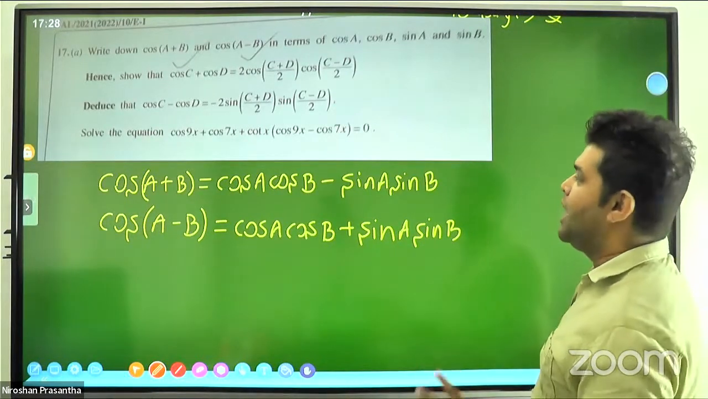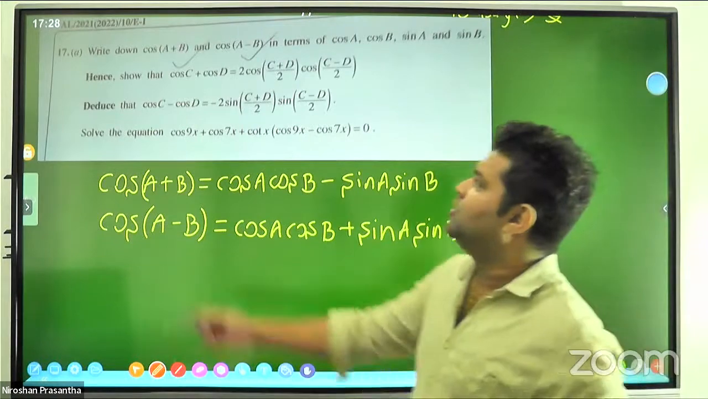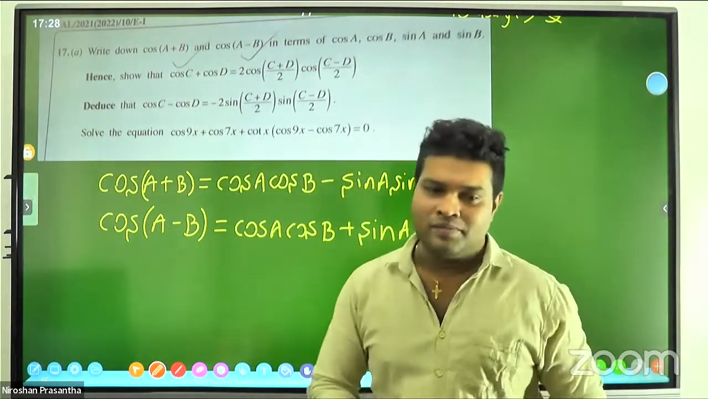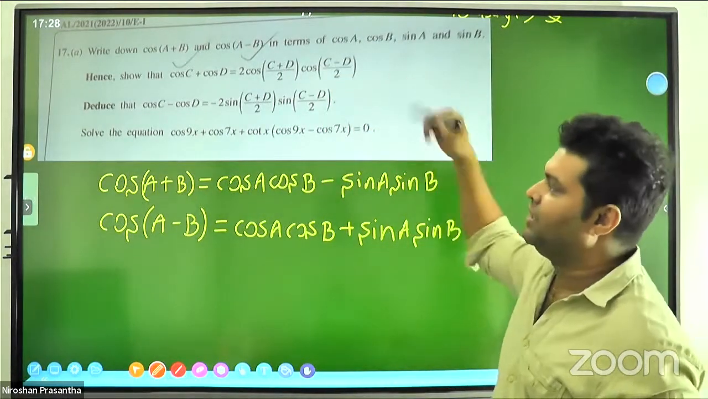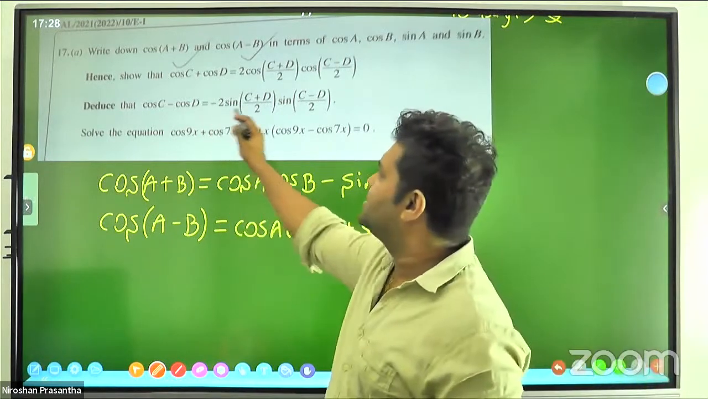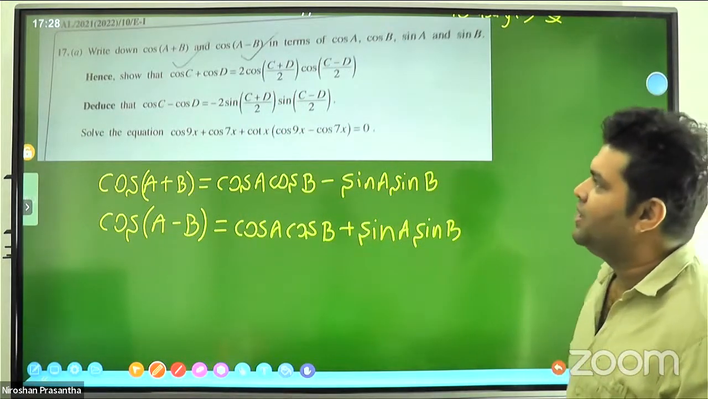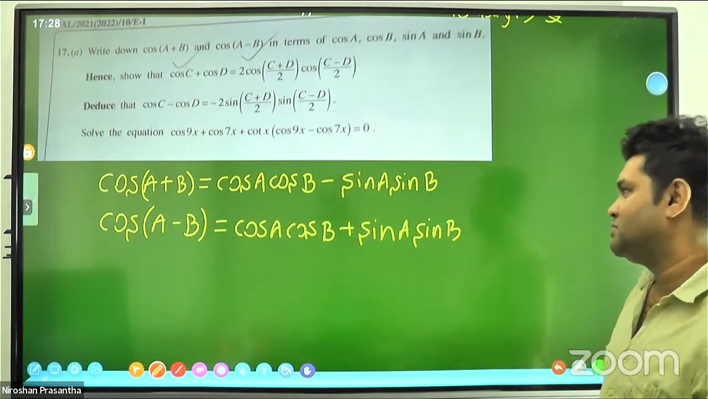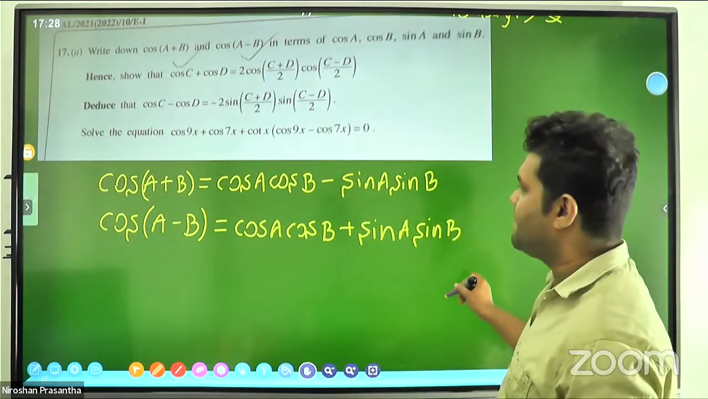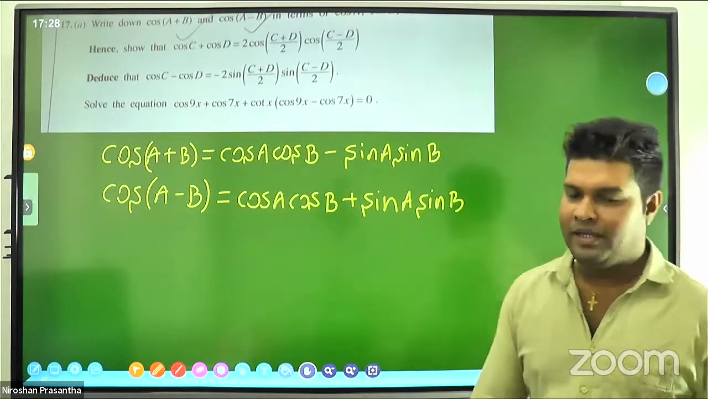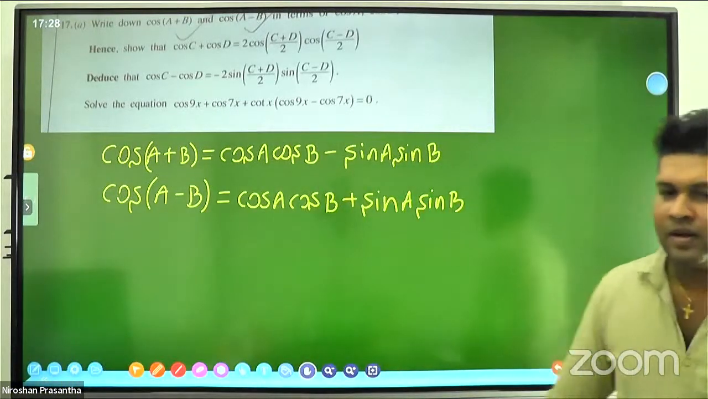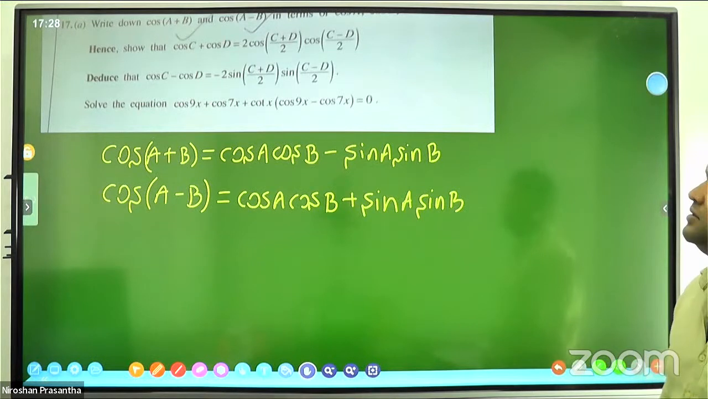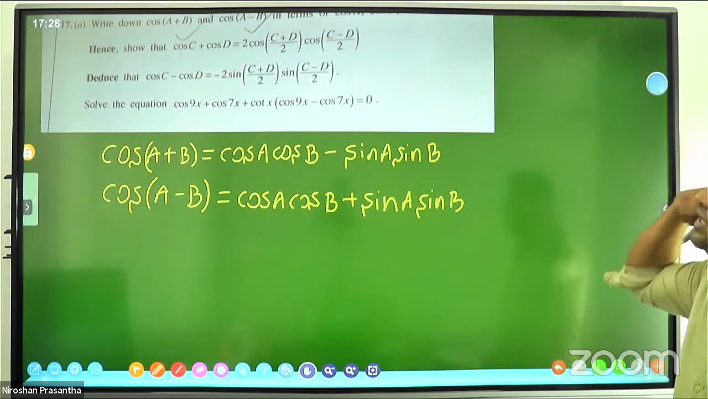Now we have to find cos C plus cos D, which is 2 cos((C plus D)/2) and so on, and deduce cos C minus cos D also. Okay, fine. Then how to get it? Lamai, how to get it? We use the formulas for cos(C plus D) and cos(C minus D).